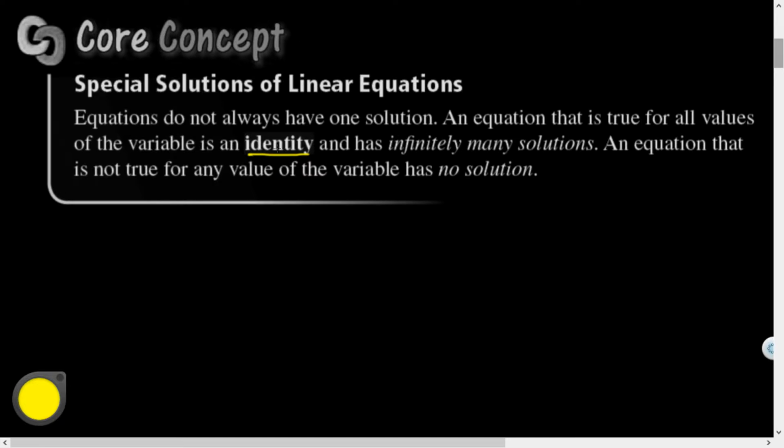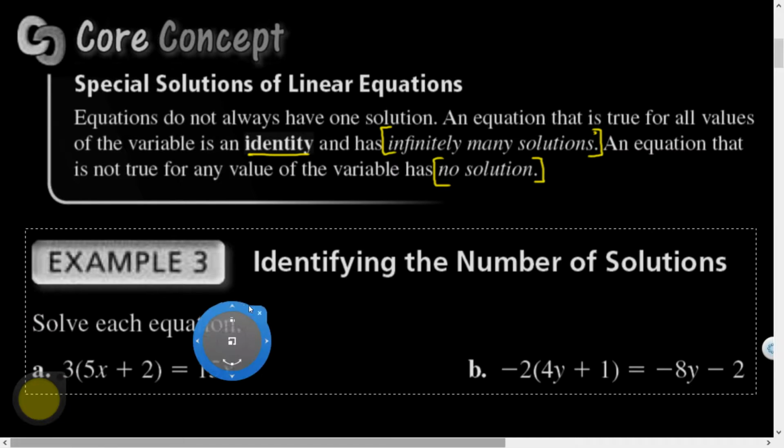It has infinitely many solutions. An equation that is not true for any value of the variable has no solution. Okay, so we're looking at cases of infinitely many solutions and no solution. And they're going to have similar results when the algebra exposes those situations. And I'll just show you how to determine how that works out. I actually can't even show you a graph of how that works out just yet, but that's fine.